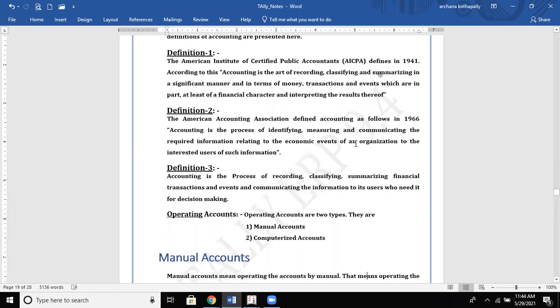So in definition one, according to the American Institute of Certified Public Accountants, that is AICPA, defined in 1941 that accounting is the art of recording, classifying, and summarizing in a significant manner. Recording is nothing but journals. Classifying is nothing but ledgers. Summarizing is nothing but your trial balance, profit and loss. So we follow one manner or the other. We are not going to create it randomly, or in a misleading manner.